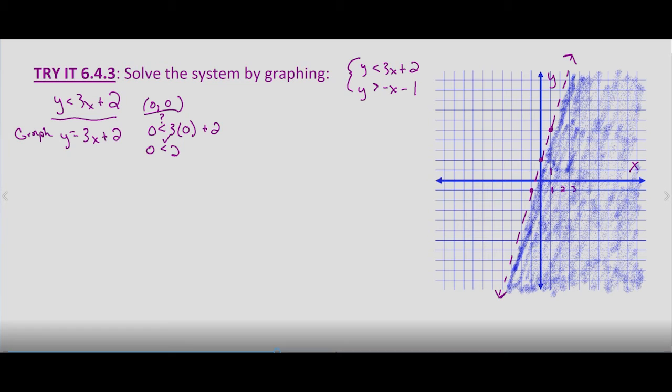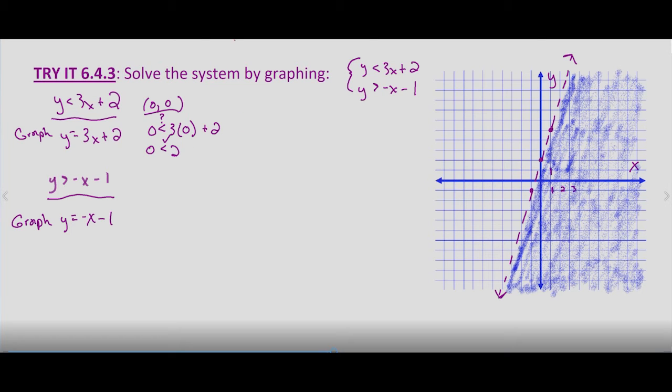And now we're going to graph the other inequality in our system of inequalities. And that is y is greater than negative x minus 1. So again, we graph the line y equals negative x minus 1. And in this case, again, it's going to be a dashed line because it's a non-inclusive inequality. The equal sign is not included.